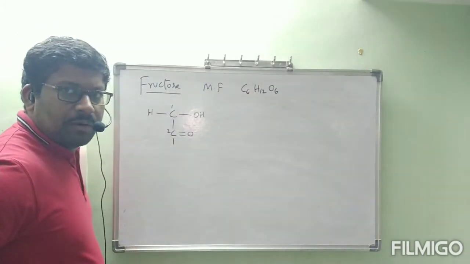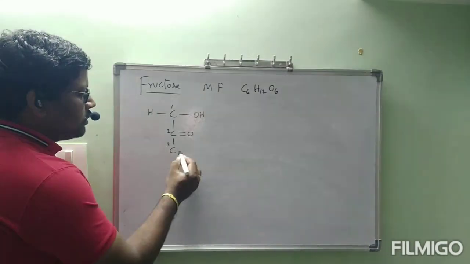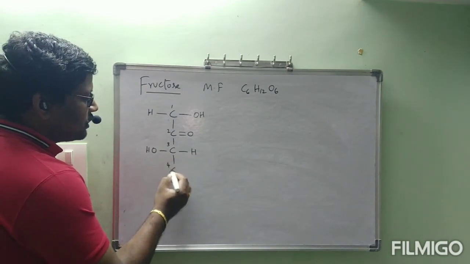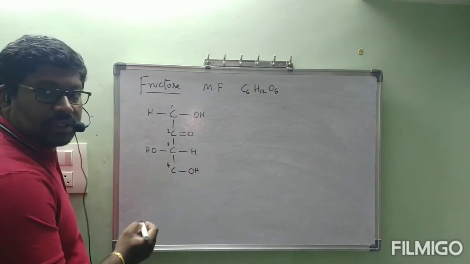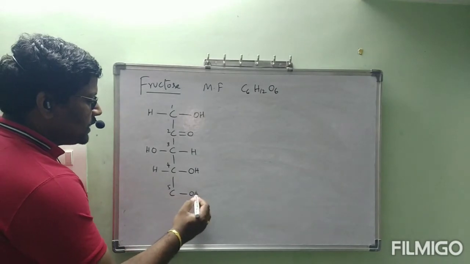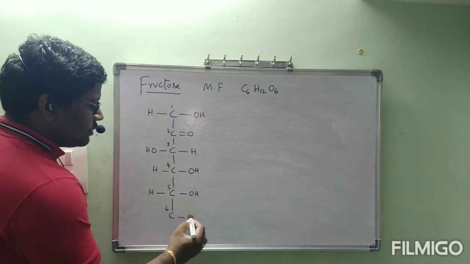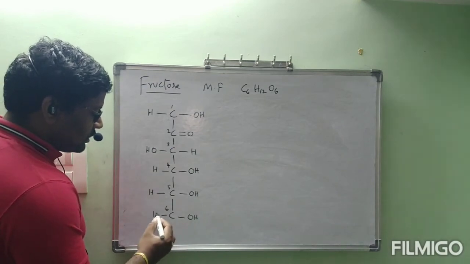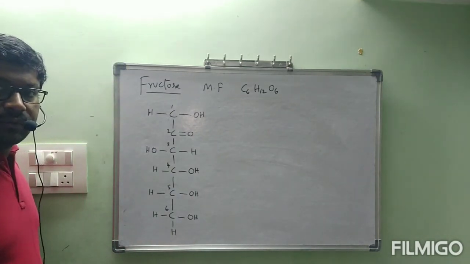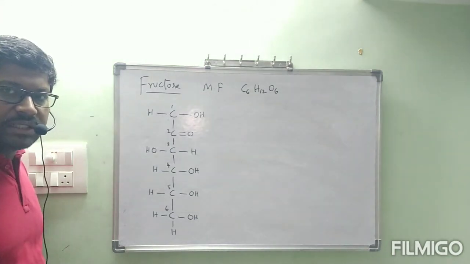Second carbon, C double bond O. Next, third carbon, right side H, left side OH. Next, fourth carbon, right side OH, left side H. Fifth carbon, right side OH, left side H. And sixth carbon, right side OH, H, H. This is the structure of fructose. The molecular formula of glucose and fructose are both the same, C6H12O6.